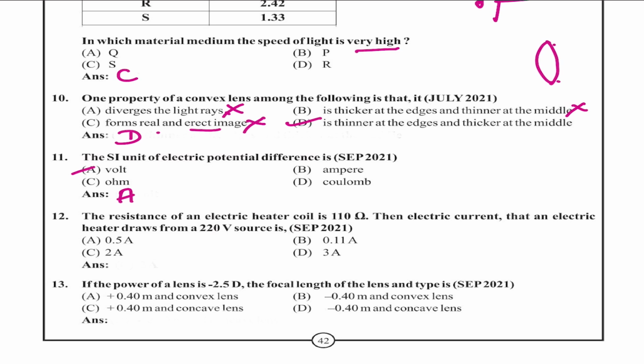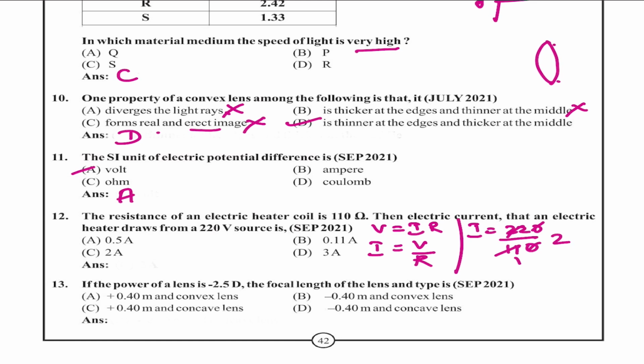As we did in the previous problem, using Ohm's law, V is equal to I into R. We are supposed to find out I. That is, I is equal to V by R. What is the V value? V is 220. What is the R value? It is given. It is 110. 0, 0 get cancelled.